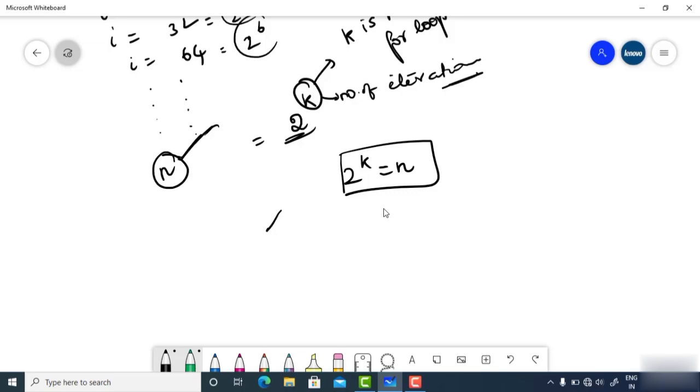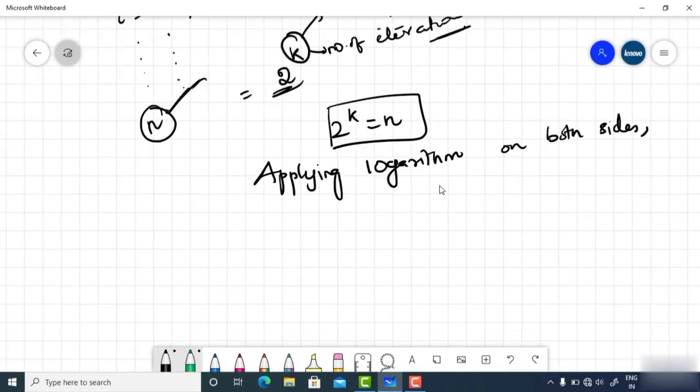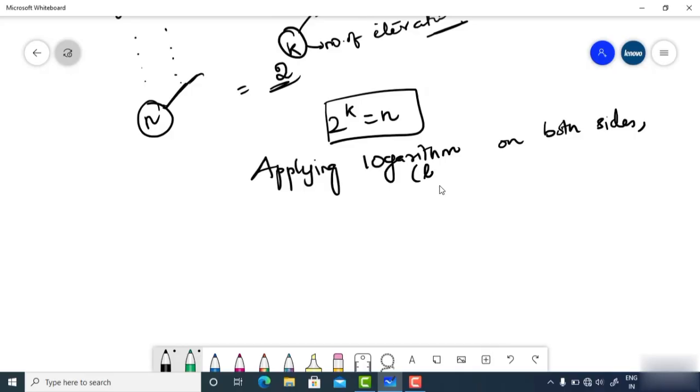Now let's apply logarithm on both sides. Why? Because I have some variable in the power, so definitely I have to apply logarithm on both sides. What I'll do is apply log, guys. I'll assume the base of the log is 2. So what I'll get is log base 2 of 2 power k here. Here I'll get log base 2 of n, right?